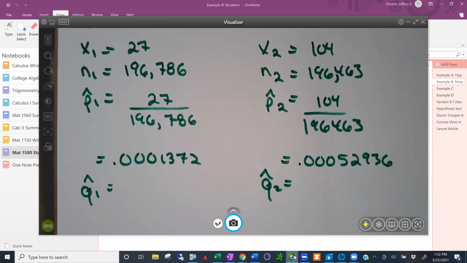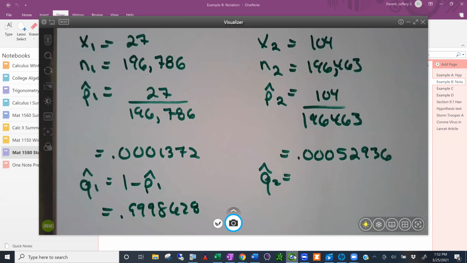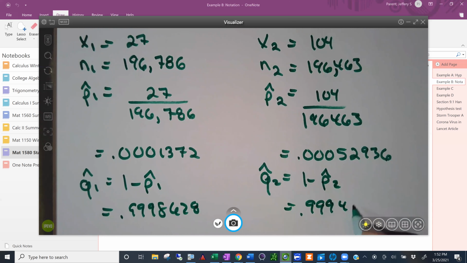Someone tell me how I'm going to find Q hat. Think back to what we did with our binomial probabilities. 1 minus p. Yep. So 1 minus P1 hat, which is going to give me 0.9998628 here. And 1 minus P hat 2, which is going to be 0.9994764 here.